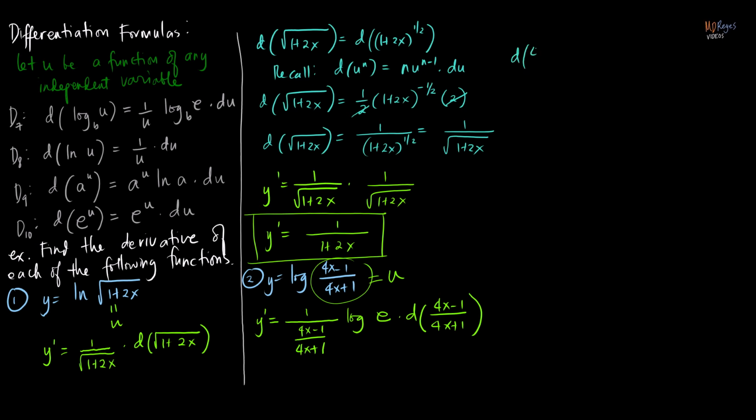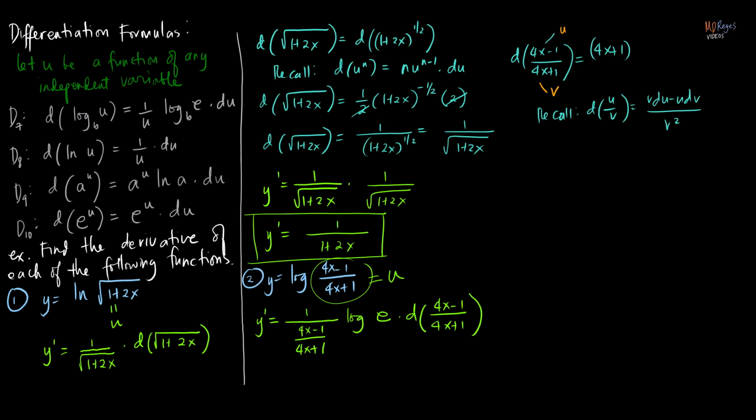So how do we differentiate 4x minus 1 over 4x plus 1? We use the quotient rule. In the quotient rule, let the numerator be equal to u, and let the denominator be equal to v. So the formula goes like this. Let me just recall that so that you'll remember. Derivative of u over v is v du minus u dv all over v squared.